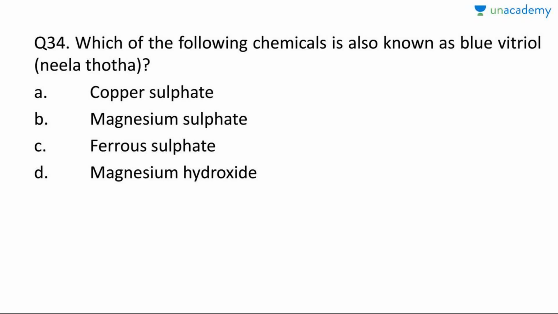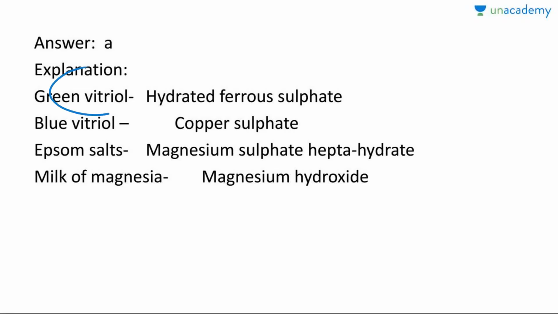Question number 34. Which of the following chemicals is also known as blue vitriol or neela thota? So here the answer is A, that is copper sulfate. Green vitriol is the term used for hydrated ferrous sulfate. Blue vitriol is used for copper sulfate. Epsom salt is used for magnesium sulfate heptahydrate, and milk of magnesia is used for magnesium hydroxide. So it also has medicinal purposes.